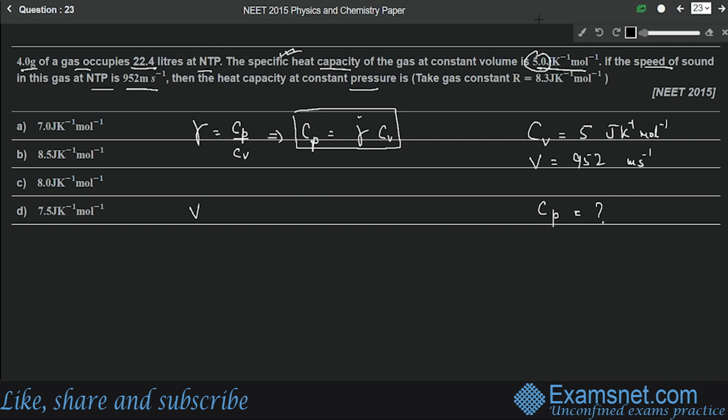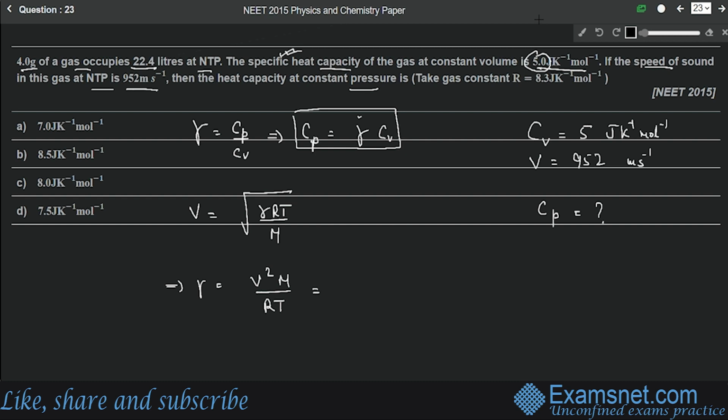The speed of the sound in this gas at STP is equal to under root gamma RT upon M. Gamma RT by M. Under root gamma RT by M is the formula for speed of sound. So from here we can say that gamma will be equal to V square M upon RT. So let's put the values.